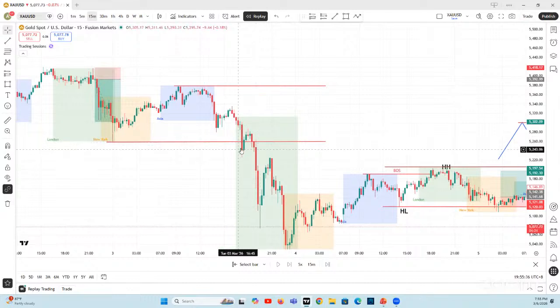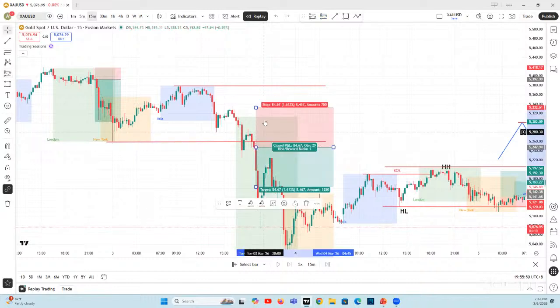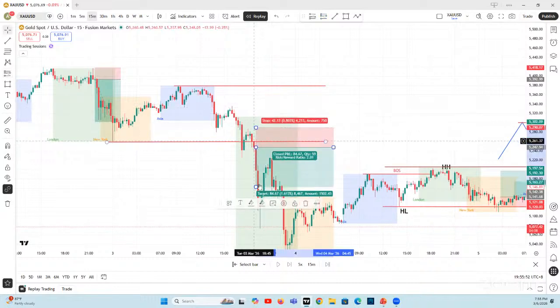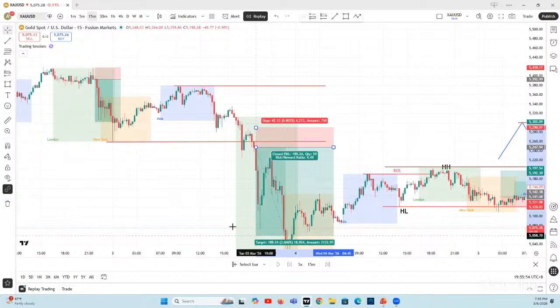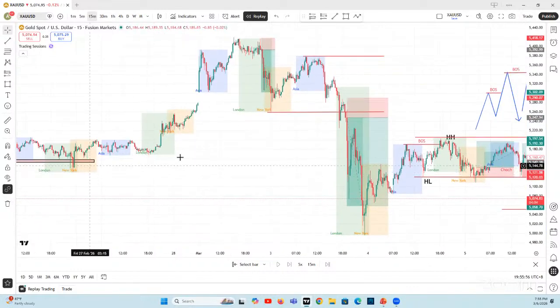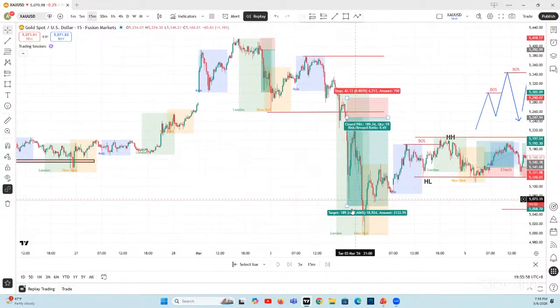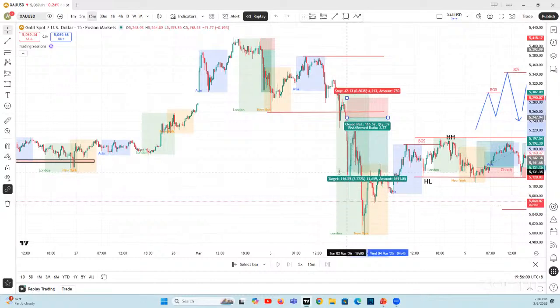And from there, since you already have the change of character here, now when you see this coming here again, then that is the retest. So get your short position. When this thing is finished, you can enter there and target the lows here. This low of London here, you can target like that.